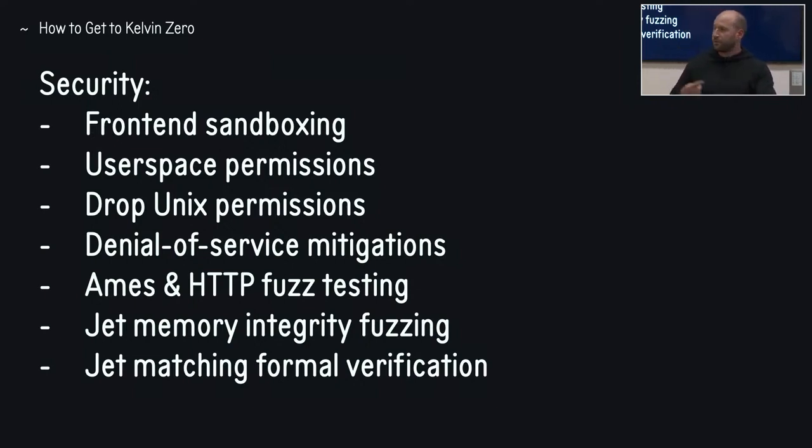We do need to do the same thing with jet memory integrity. The jets are these functions written in C that re-implement the same functionality as some Nock function, but faster, so that the interpreter can use that instead. And so all of those are part of the security attack surface, and all of those need to be fuzz tested to make sure that they handle memory correctly and can't be exploited.